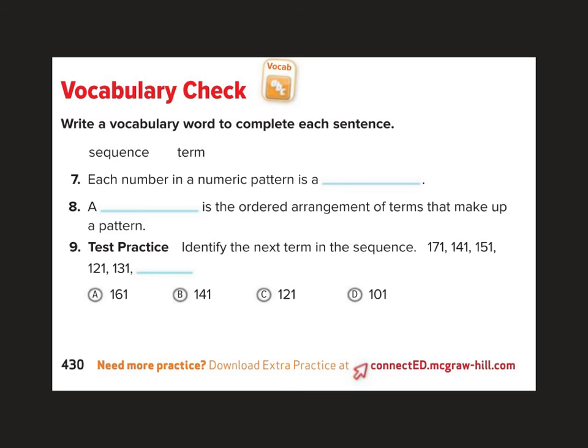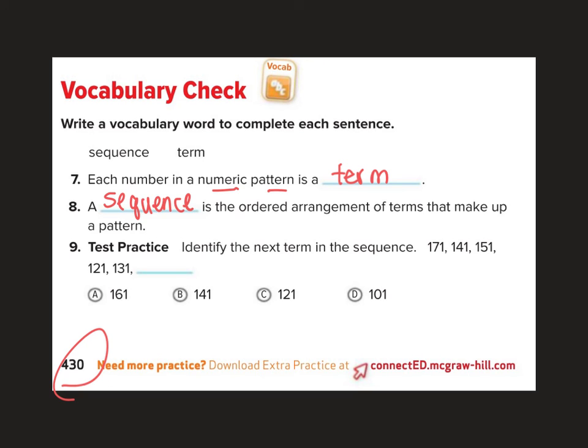Lastly, let's look at our vocabulary check. This is page 430. Each number in a numeric pattern is a term. Each number is called a term. And we use that as we get farther on in math too to describe our expressions and equations. We're going to use this word term again, so it's a good one to file away in your brain. A sequence is the ordered arrangement of terms that make up a pattern.